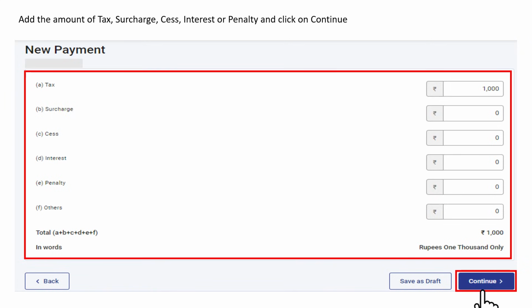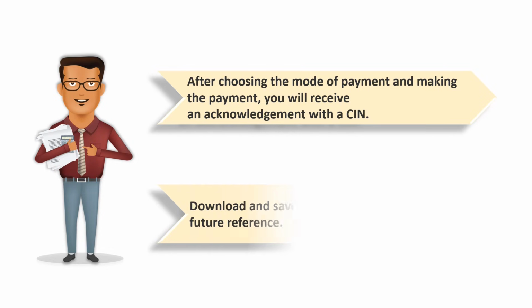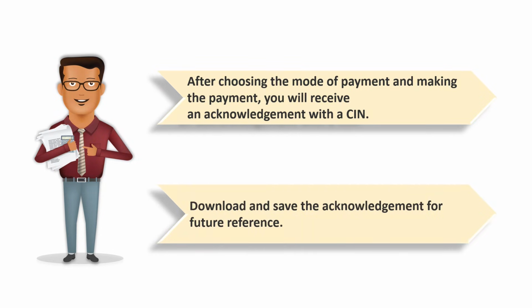You would be required to choose the mode of payment and then make the payment. After successful payment, you would receive an acknowledgement number with a challan identification number. You can download and save the acknowledgement for future reference.